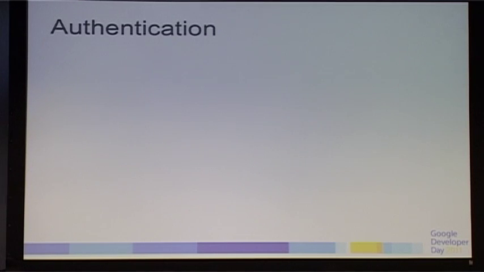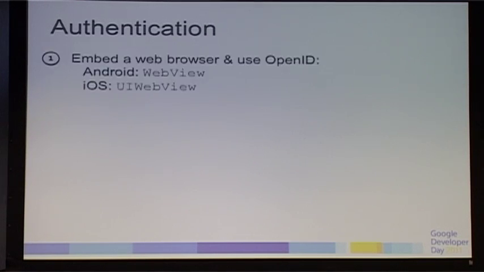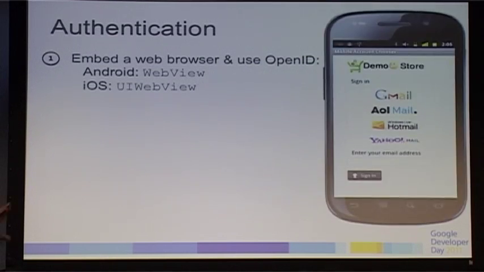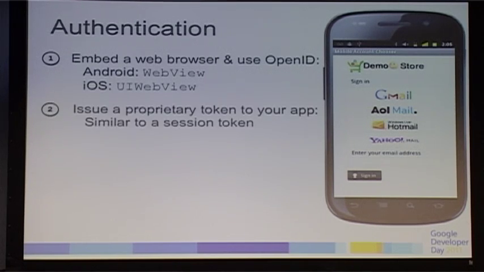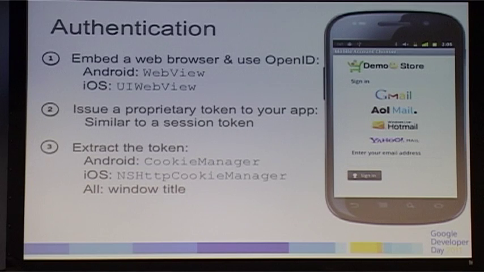Authentication is the first one, and the process is pretty easy. Basically, you embed a web browser in your application and you use OpenID. There's an Android web view or iOS web view that allows you to do something like this. And if you use the Google Identity Toolkit, you actually automatically get a web-based or mobile web view of the account chooser, where users can log in. Now, after a user logs in via OpenID, what your application does is generate a token. You basically generate a proprietary token, just like you would generate a session token for your application, and you hand that back to the application.